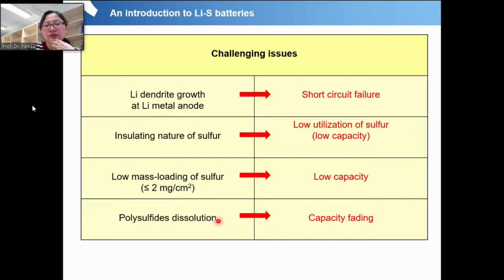And also the polysulfide, which we will talk about when we discuss the mechanism, the reaction during charge and discharge. One of the major problems for the lithium sulfur battery is the formation of the polysulfide during the charge and discharge. And the polysulfide is soluble in the electrolyte. So this leads to the polysulfide dissolution, and this, of course, will give a dramatic capacity fading during the battery charge and discharge. So these are the 4 main challenges we should solve for the lithium sulfur battery system.